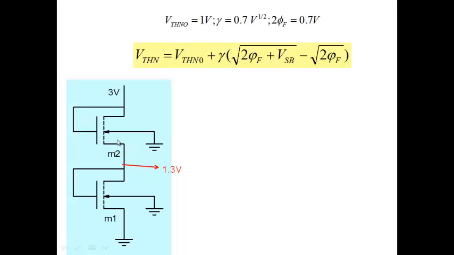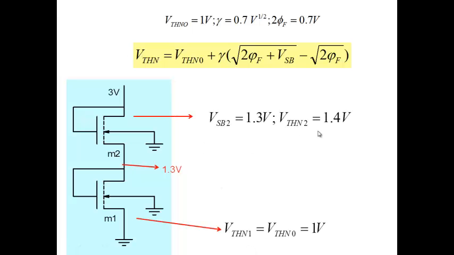While in this case, body is ground and source is at 1.3. So I have a source to body voltage which is positive, and if I plug it in here, I get a higher threshold voltage. This one is 1 volt and the other threshold voltage is 1.4. So this has a higher threshold voltage, and therefore a larger resistance, and I require a higher voltage drop as compared to this one.